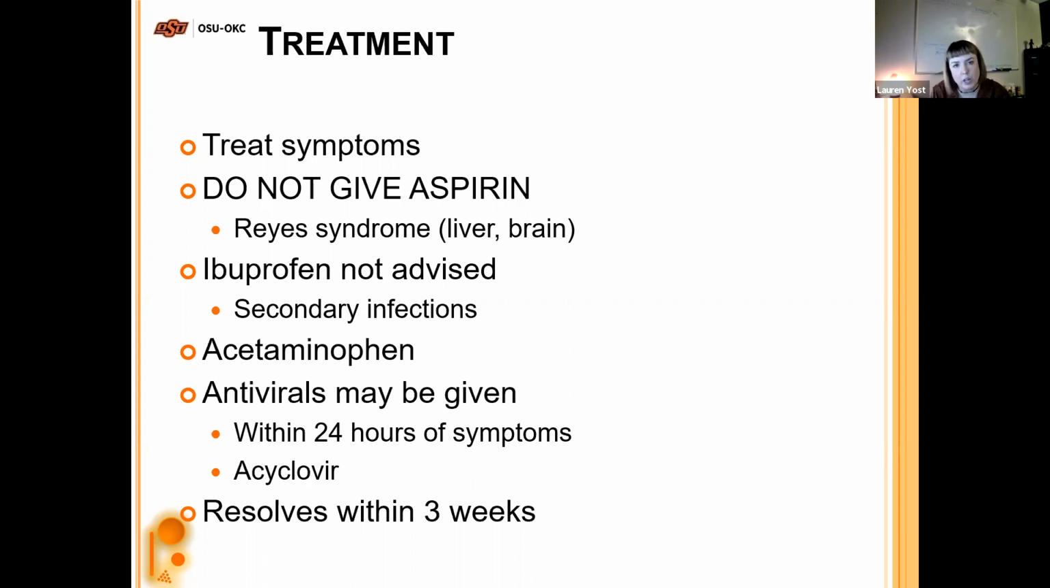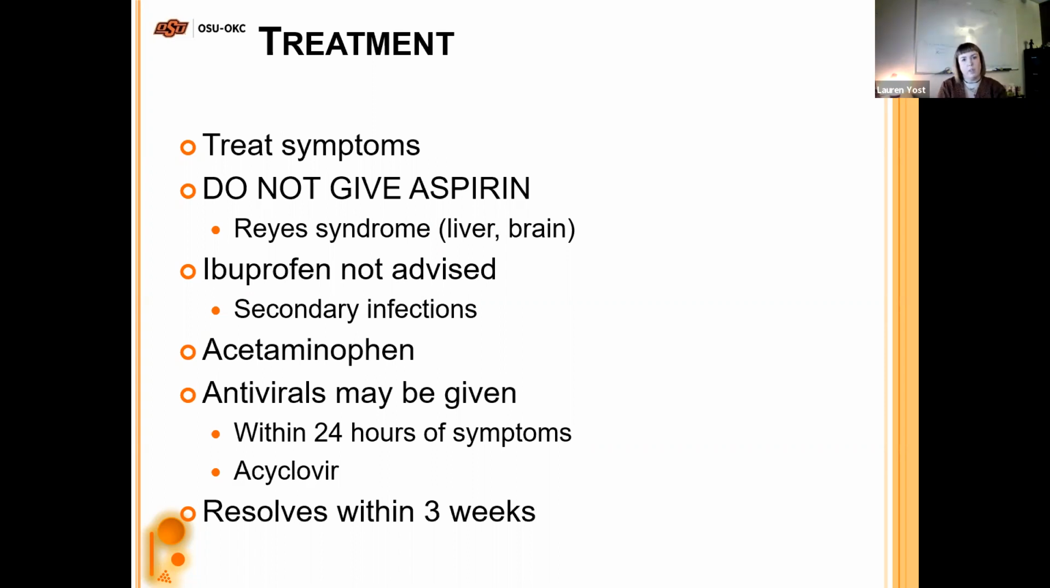So you mostly are going to treat your symptoms with this. So a lot of calamine lotion, oatmeal baths, stuff like that. Ibuprofen, they typically don't advise that because that can lower your body's immune system enough that can lead to secondary infections and cause more problems. Acetaminophen is preferred, which is Tylenol, paracetamol as well. If you are not from America originally, that's what they call it everywhere else.